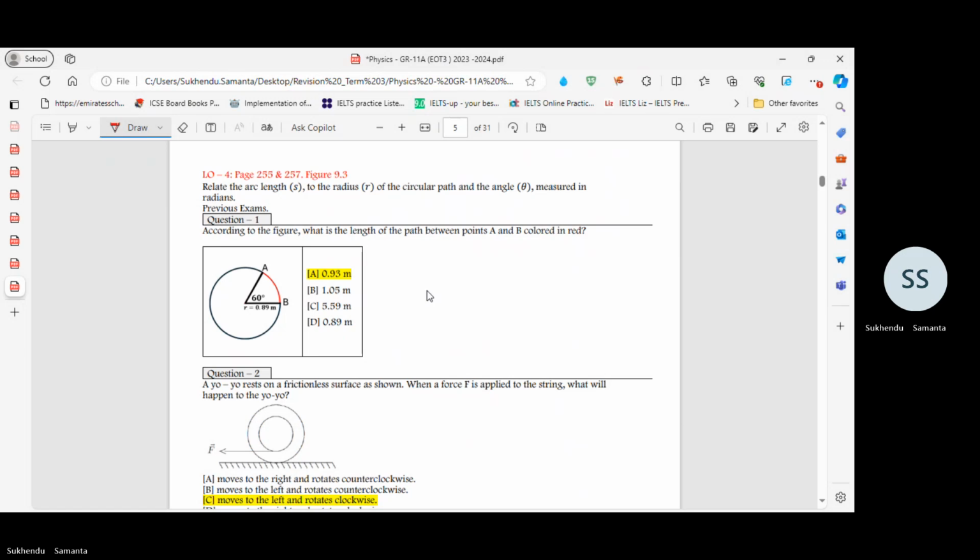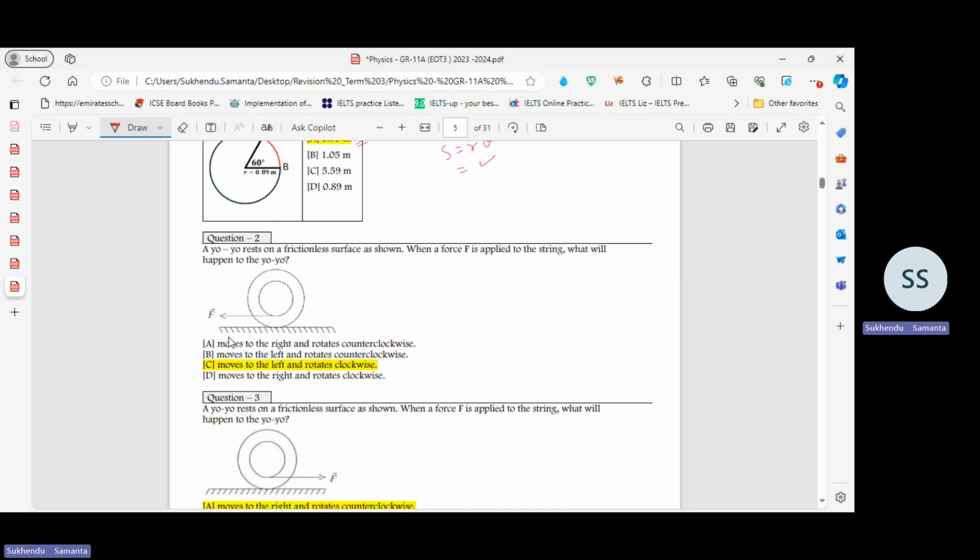Next one, this is r theta is given. Calculate the a to b. So s is equal to r theta. So r is given to you, theta is given to you. Then you just multiply, you will get your answer. Next question.